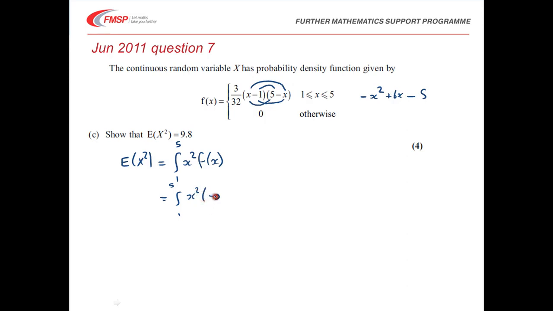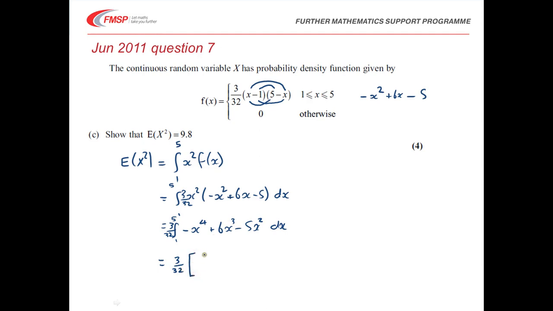It's very easy on these questions to forget to integrate because you've expanded and it looks like integration. So just take your time with these and everything will be fine. So that's going to give me minus x to the power of 4 plus 6x cubed minus 5x squared times 3 over 32. I like to pull it out of my integral just because it gets in the way if we're not careful. So carrying out that integration, that's now going to give me 3 on 32.